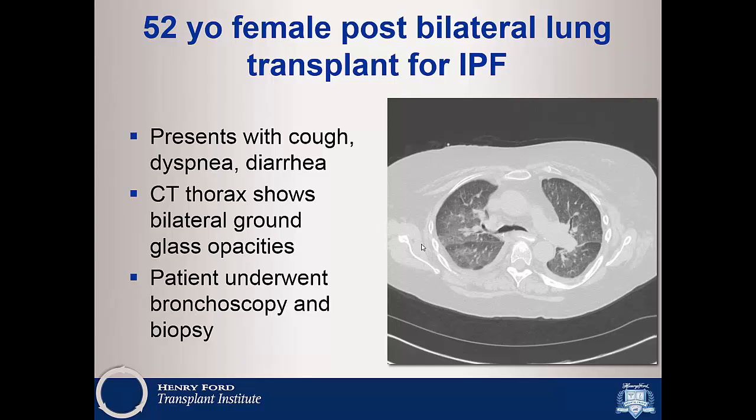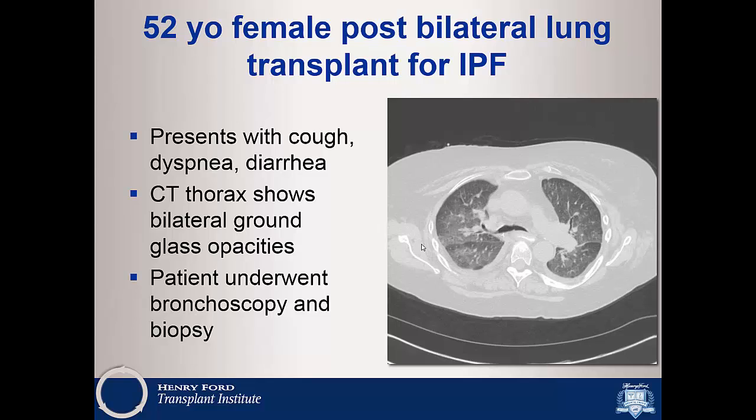And this is an example of a case. So this is a 52-year-old female who underwent bilateral lung transplant for pulmonary fibrosis. She came in with nondescript cough, mild shortness of breath, and diarrhea, which sometimes can be a clue. And her CT scan showed what I typically see with CMV, and these are ground glass opacities that you can all see bilaterally, particularly evident here.